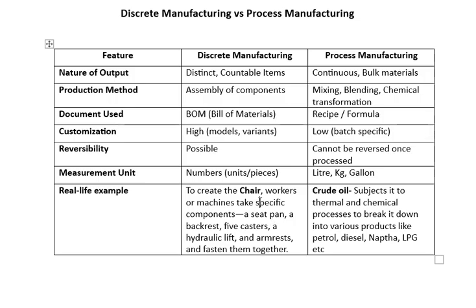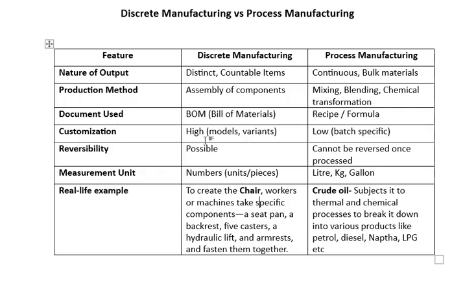Let's say in this example in chair you can disassemble anything, like seat pan. You can disassemble seat pan or a backrest or a hydraulic lift or armrest. So the products which you use to create a chair final product, you can disassemble them into separate ones. So this is discrete manufacturing. The item created is discrete, and as I told you, customization is possible.